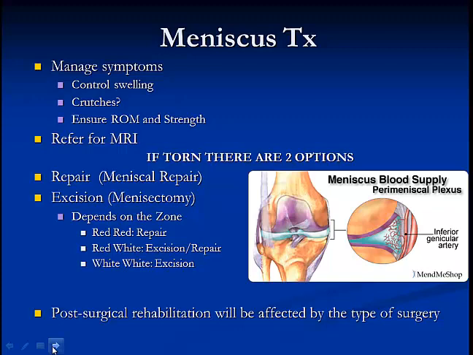Because once our meniscus is gone, i.e. torn in certain areas, we then have our articular cartilage beating on our articular cartilage from our tibia.